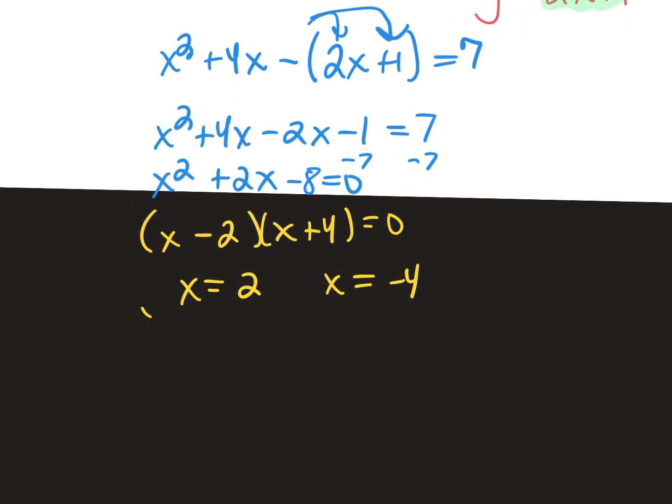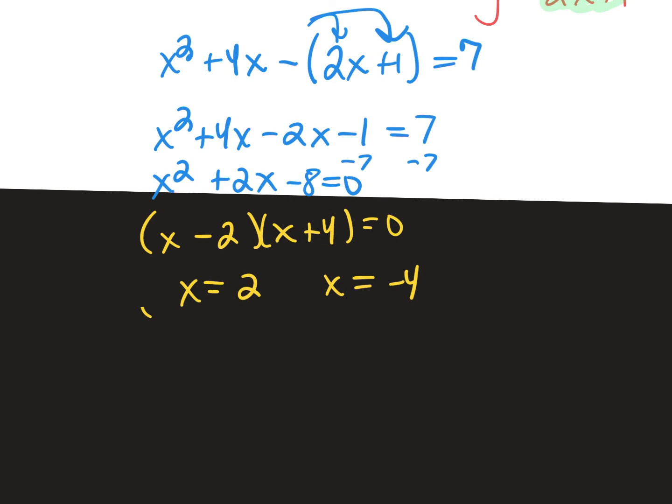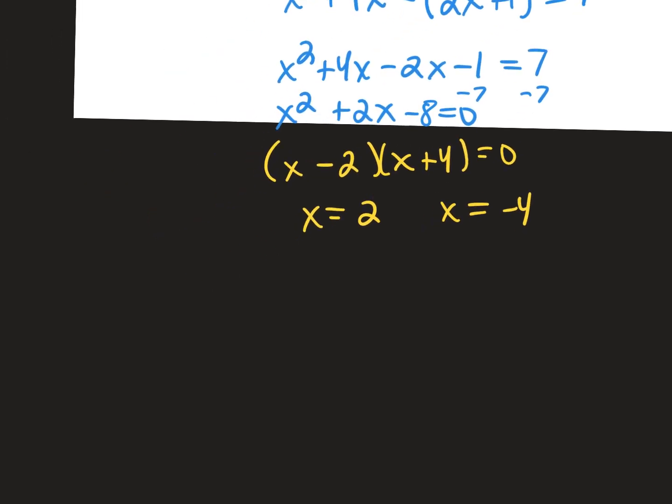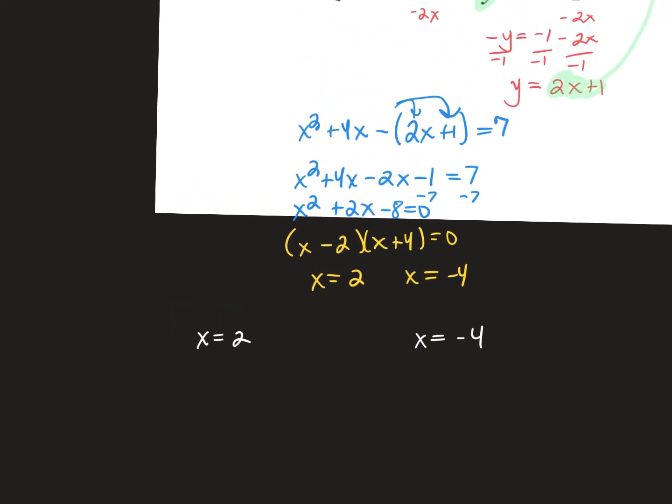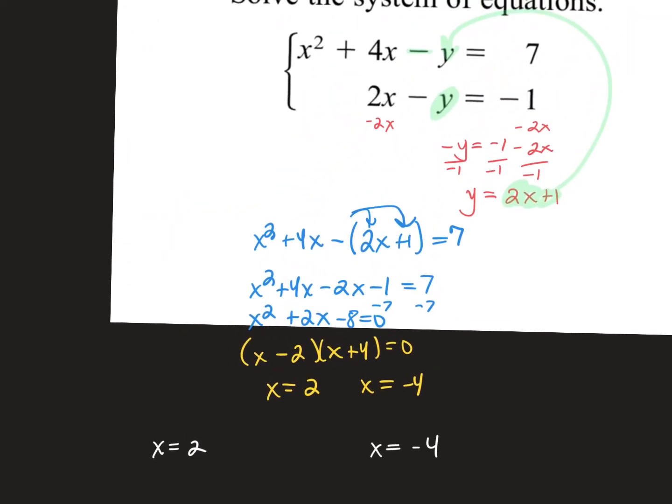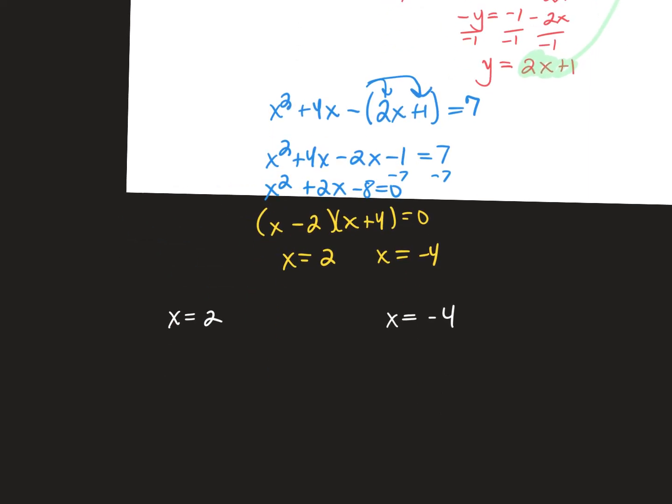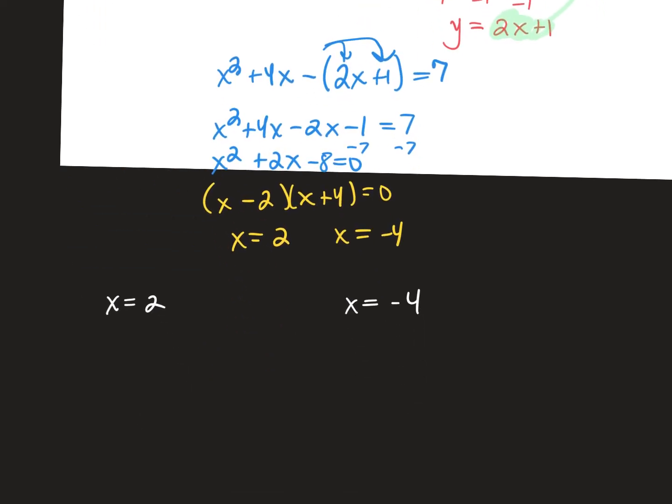Well, guys, in this situation, how many times do these two functions, when I graph them, intersect? Twice. Now I'm going to have two ordered pairs. So in this case, you just have to find out what each y value equals. I'm going to figure out what y equals when x is 2, and what y equals when x is negative 4. Again, does it matter which equation I use? No. I'm going to use 2x minus y equals negative 1 because it's easier. That's why it's best to use the original.